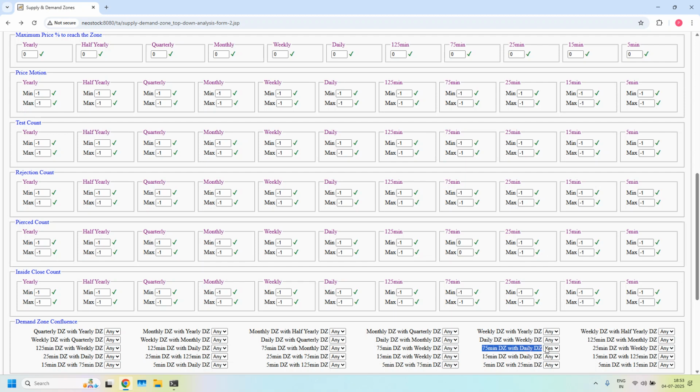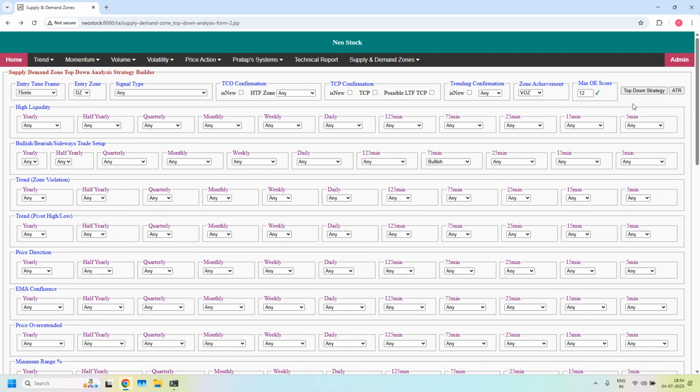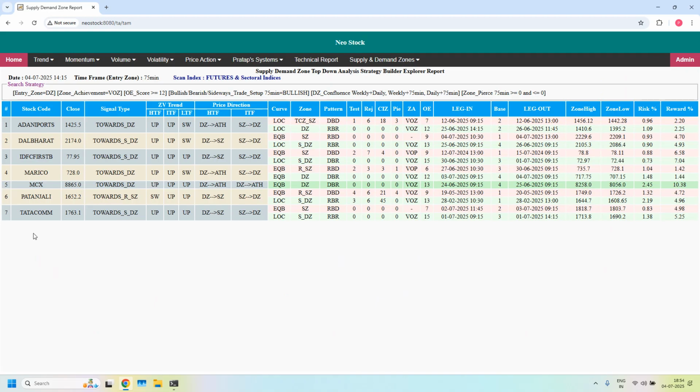First filter is already enabled, 75 and daily demand zone confluence. Next 75 demand zone with weekly demand zone confluence. Daily demand zone with weekly demand zone confluence. I enabled all the 3 filters, that is 75 minutes, daily and weekly demand zone confluence supported stocks. With all the 3 filters, we got 7 stocks.